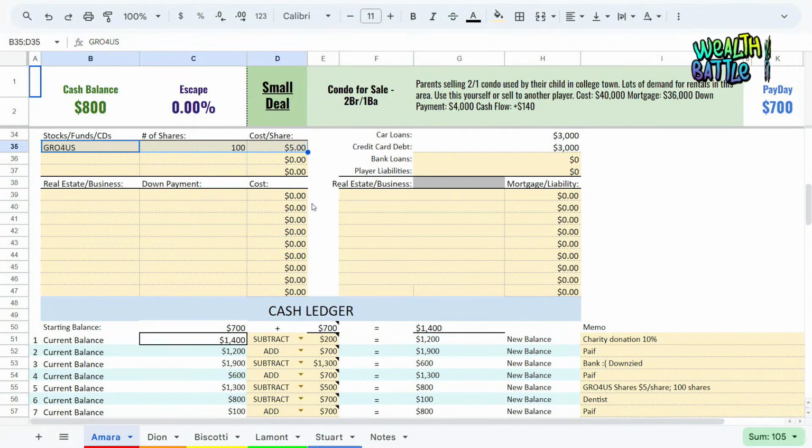Okay, so there's a 2-bedroom, 1-bath condo. Parents are selling a 2-bedroom, 1-bath condo used by their child in a college town. Lots of demand for rentals. Use this yourself or sell to another player. The cost is $40,000. The down payment's $4,000, and the cash flow is $140,000. Who wants to buy this deal? For how much money?